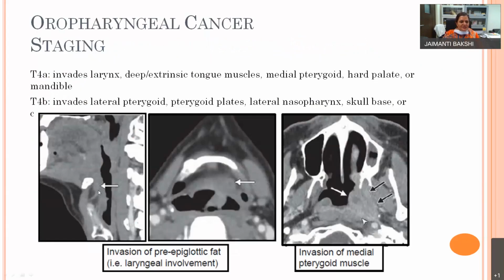Here we can see in these pictures the oropharyngeal cancer extending into the larynx and vallecula, and it is involving the deep muscles of the tongue. Medial pterygoid is also involved. We can see extension into the hard palate. And in this picture, the tumor is involving the lateral wall of the nasopharynx, so it is advanced oropharyngeal cancer. It is involving the pterygoid plates also and reaching up to the skull base.